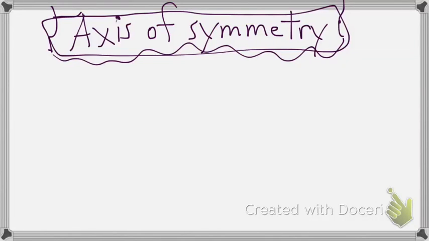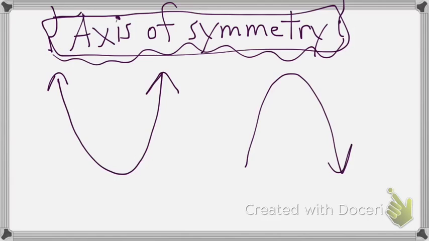Okay, so I'm going to draw just a random parabola, just so I can show you what the axis of symmetry actually is and where you find it. So we have our two different kinds. It could be opening up, it could be opening down.